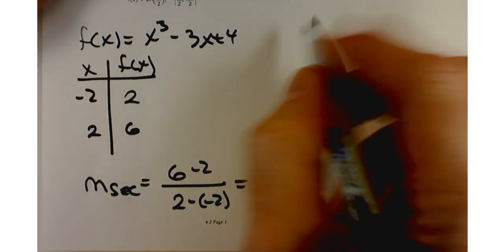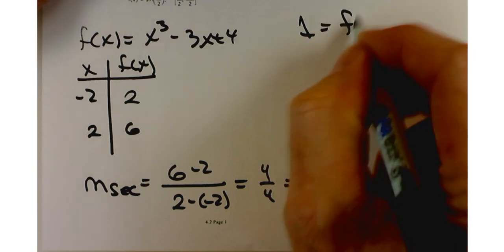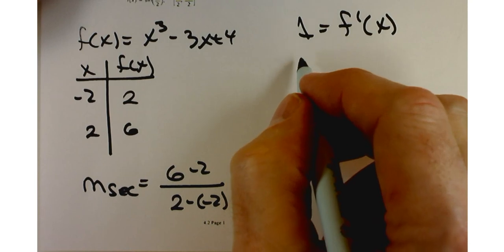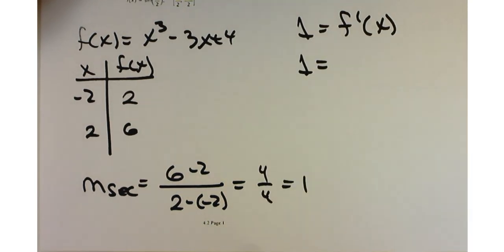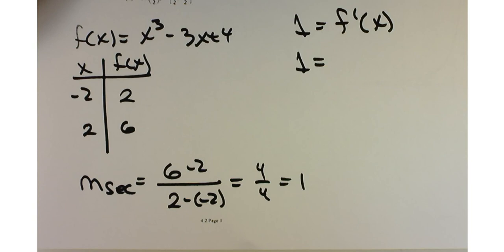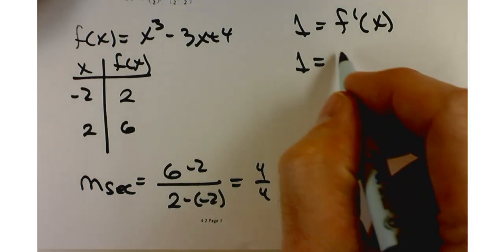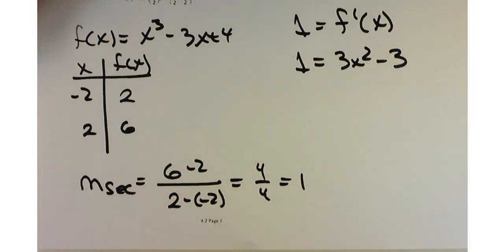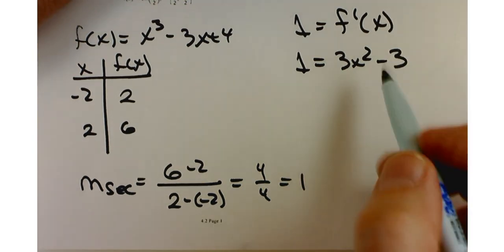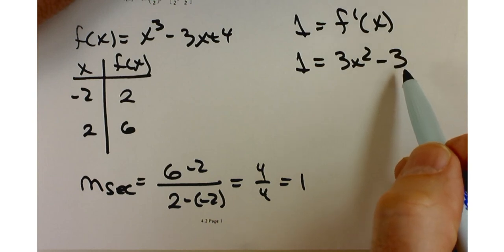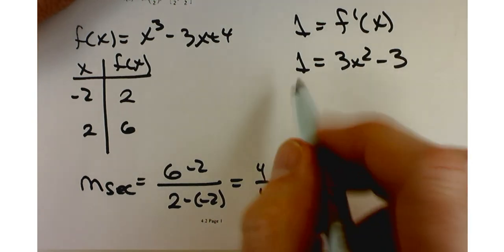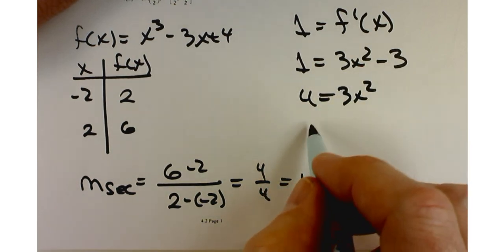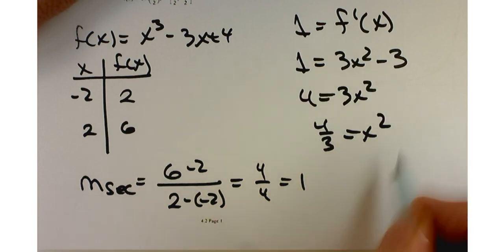So let's see, we're going to set 1 equal to f prime of x. I mean, technically, if you want, you can put an f prime of c, but what's f prime going to be for us in this case? 3x squared minus 3. Cool. So, all right, let's see here. As far as solving this is concerned, I would move the 3 to the other side and get this. 3x squared equals 4. 4 thirds equals x squared.